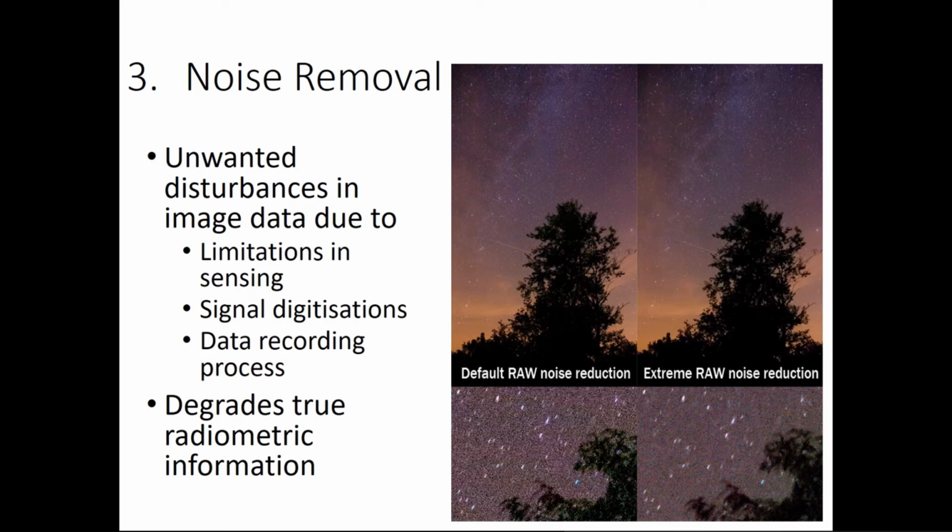So depending upon the limitations of the sensors, or some errors during the digitization of the signal, or even sometimes during the data recording processes, some unwanted disturbances in the image can happen, as you can see in this image. That is what you call noise. It actually degrades the true radiometric information in that figure. If you look at the bottom left image and consider the DNs in those pixels, they might not actually be correct. There will be some error in the DN or the data that you collect here, because it degrades the true radiometric information in those pixels, right?